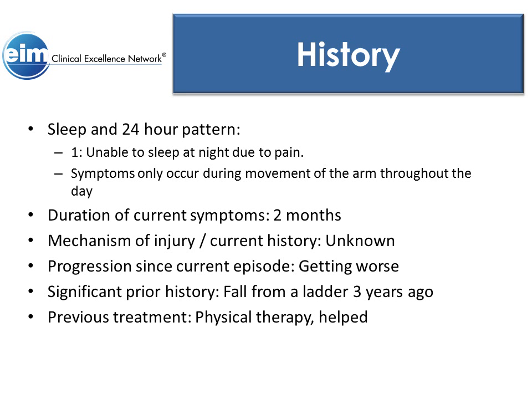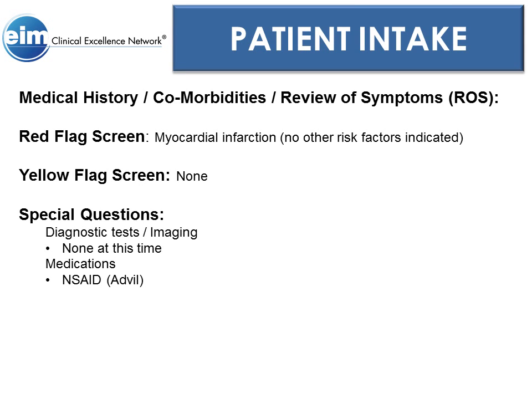Her sleeping pattern and 24-hour pattern is that she is unable to sleep at night due to this shoulder pain, and her symptoms occur during movement of her arm throughout the day. She's had this pain for the last 2 months. She is unsure what causes the pain to reoccur. She is getting worse, and the history of the fall from the ladder 3 years ago is significant. She did receive prior physical therapy, and it did alleviate her pain.